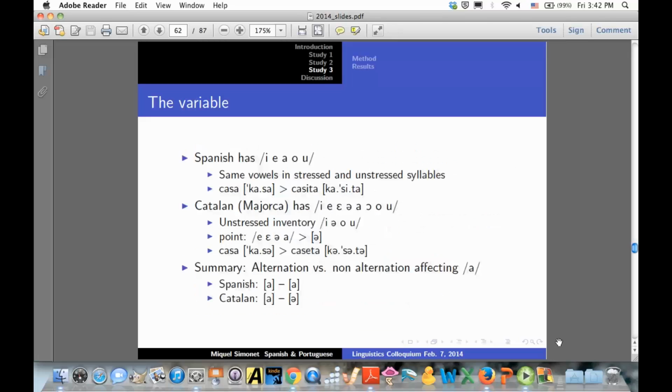This is the Spanish vowel system, a 5-vowel system which remains constant in stressed and unstressed position, the same vowels. Now for Mallorcan Catalan, there are 8 vowels in stressed position, which reduce to 4 contrasting vowels in unstressed position. And what I want to point out is that there are vowels, e and a, that reduce or neutralize to schwa, such as in this case, casa becomes caseta. So Spanish does not have an alternation between a and schwa, and Catalan has an alternation between a and schwa. And this is what I'll be focusing on in this study: is there an alternation or not, or how much, in their production. These are the materials.